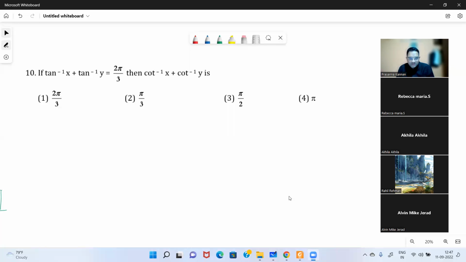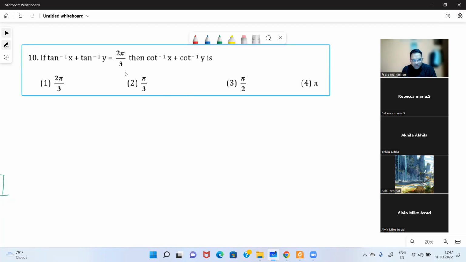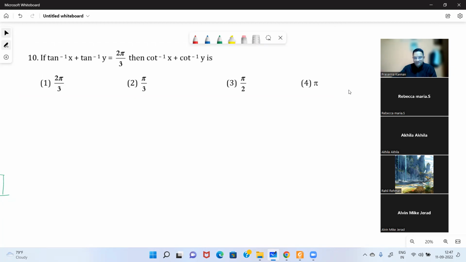Okay, now let's look at the next question. The next question is tan inverse of y plus tan inverse of x is equal to 2 pi by 3. Then what is cot inverse of x plus cot inverse of y? Okay. For this, we are going to use one identity that we learned in the previous class.